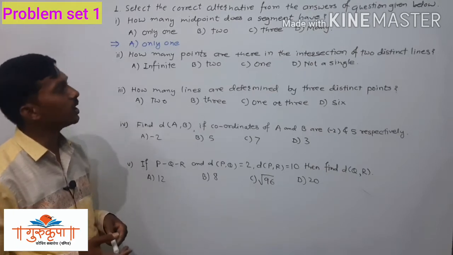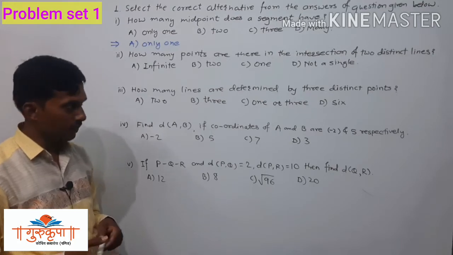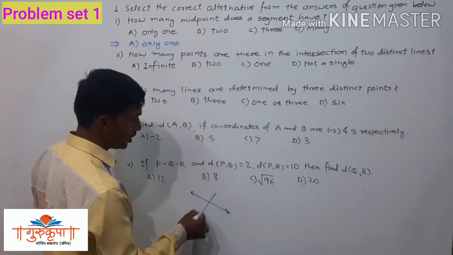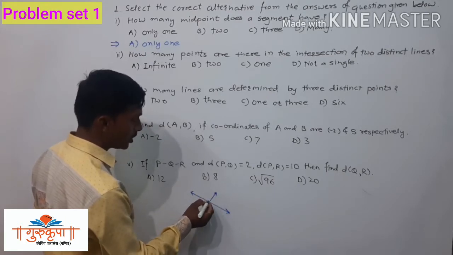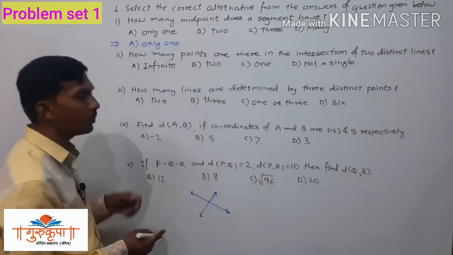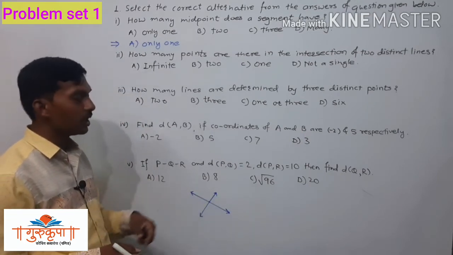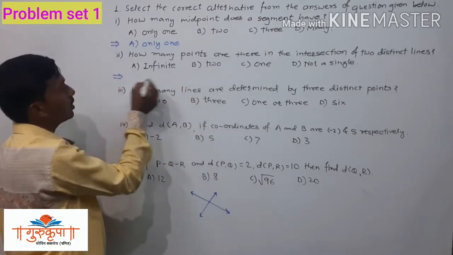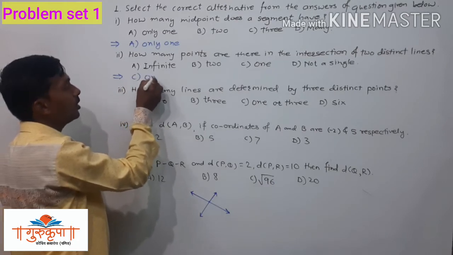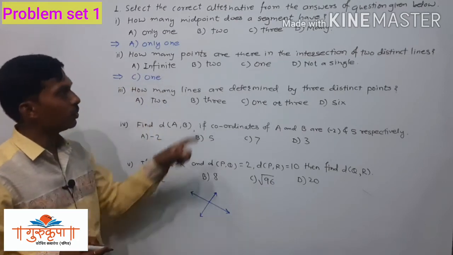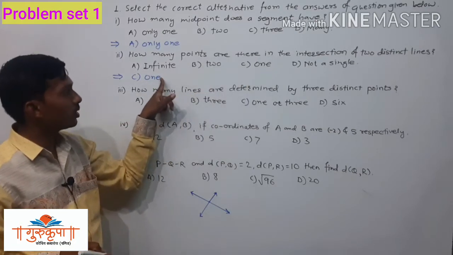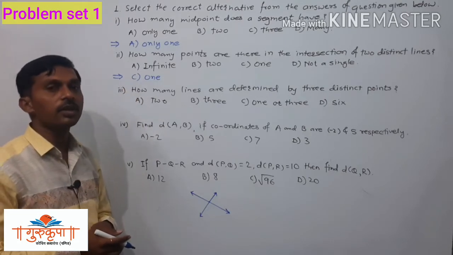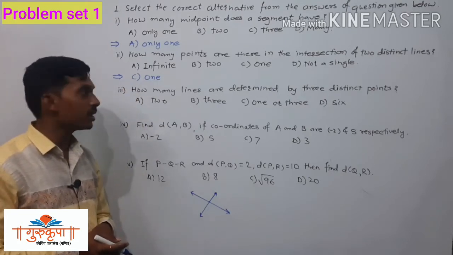Suppose this is a line and this is the second line, and if two lines intersect each other, then there is only one common point between them, that is called the point of intersection. So the correct answer is 1, that is option C. It is very important to write the option letter. If you do not write 1 there, you will not lose marks, but if you do not write the option name, then you will not get the marks. So you have to think about it carefully.